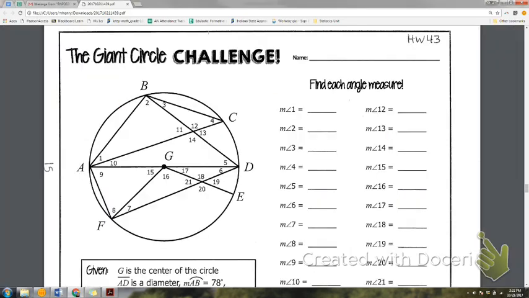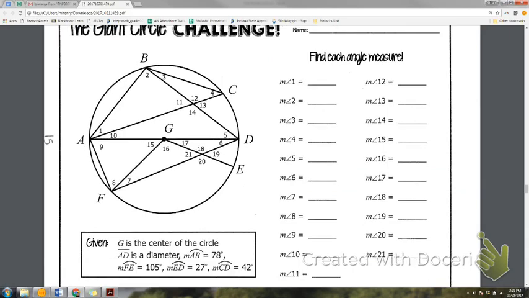And so your homework here, homework 43, is your first assignment. And it says the giant circle challenge. So what I would encourage you to do first is to start maybe labeling things, and they get you started down here where it says given. So make sure you label all the things that are given, and don't forget where you have a 90-degree angle. I'll help you find those 90 degrees.